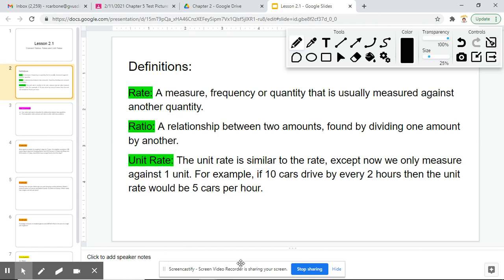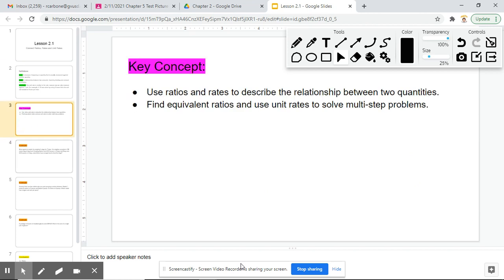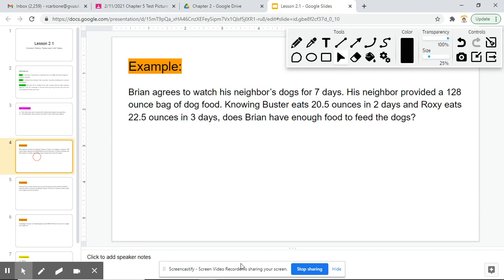All right, now let's get into some examples here. Let's first talk about our key concept. During this lesson 2.1, and really for the rest of chapter 2, we're going to be using ratios and rates to describe the relationship between two quantities. And then finally, we're going to be finding equivalent ratios and unit rates to solve multi-step problems. We're going to get more into that as we go along through this chapter, but let's get started.